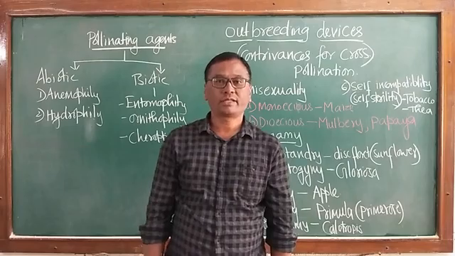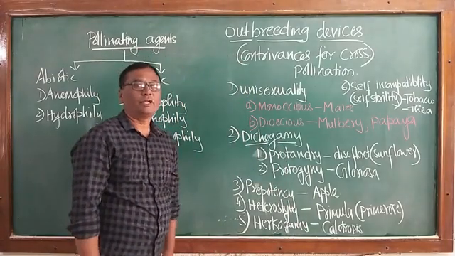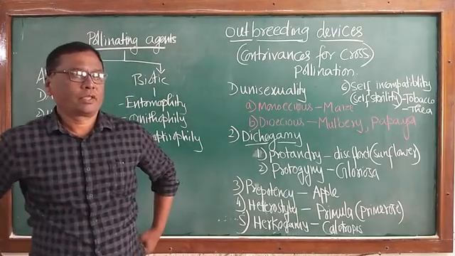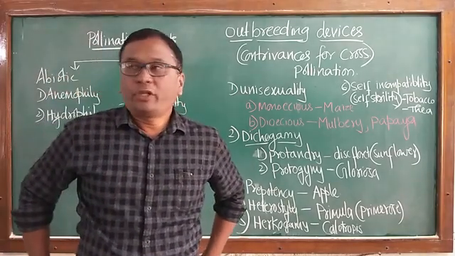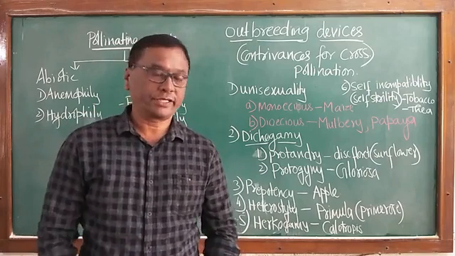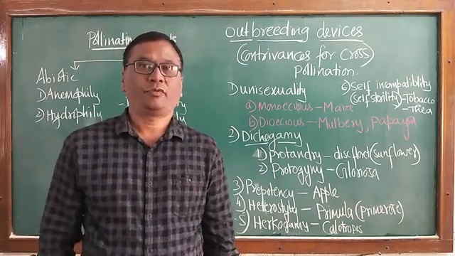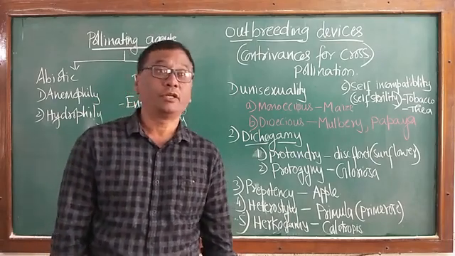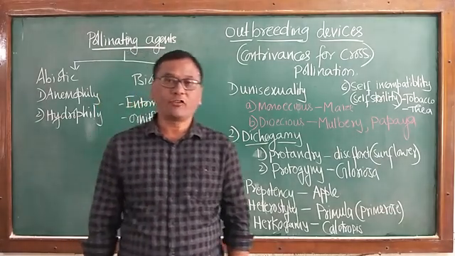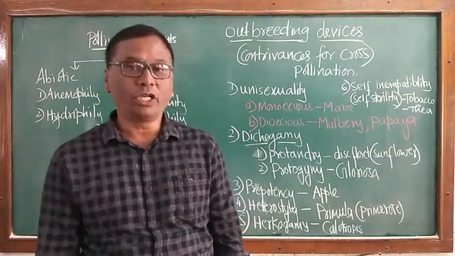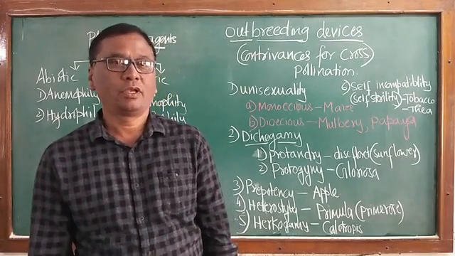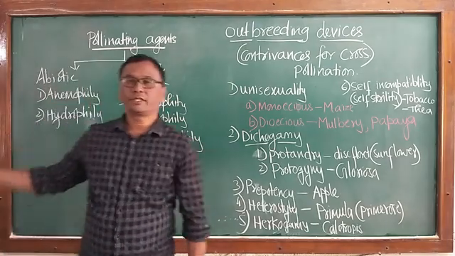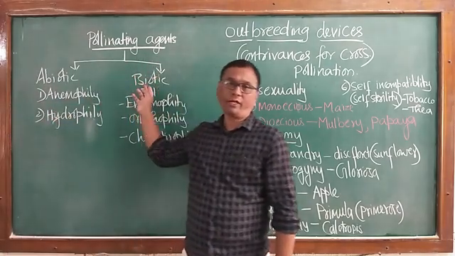In the last class, we were discussing pollinating agents. Now we know that all the things which help to bring about the process of pollination are known as agencies of pollination or pollinating agents. We have also classified them into two types. One is abiotic and the other is biotic.